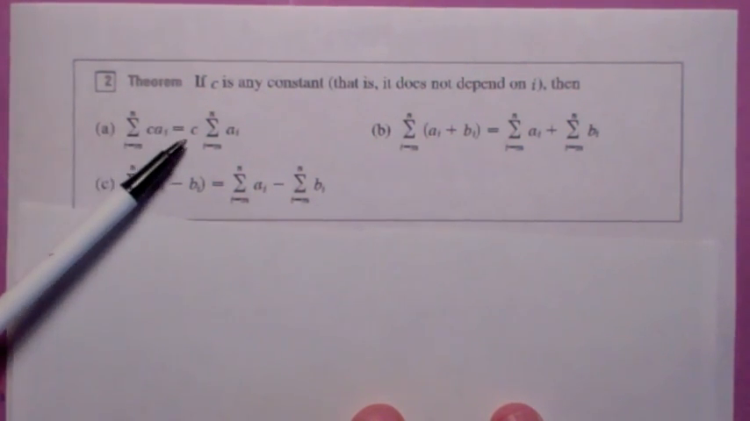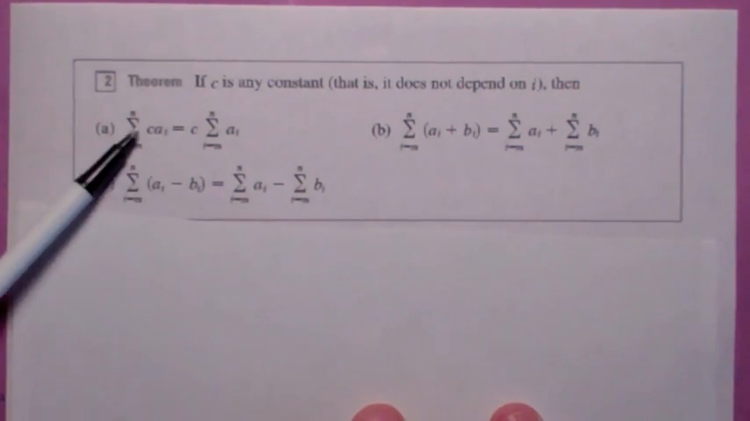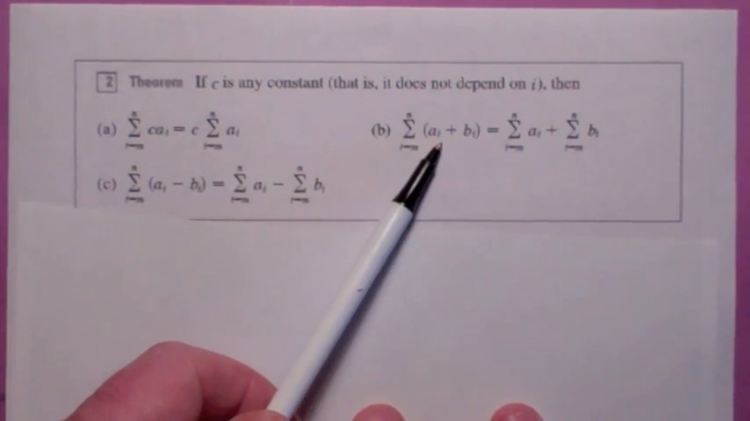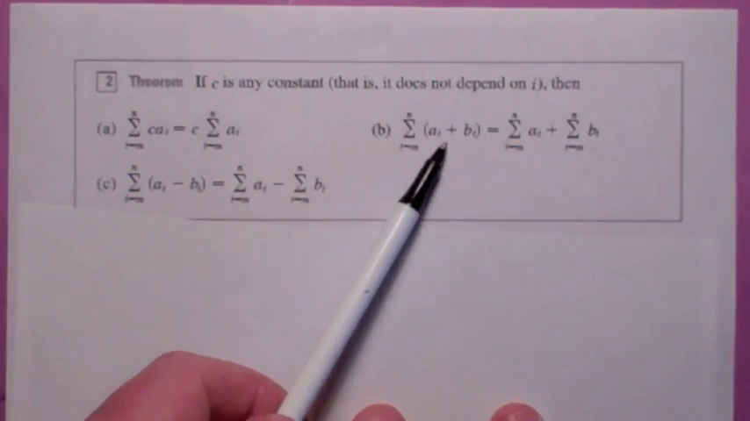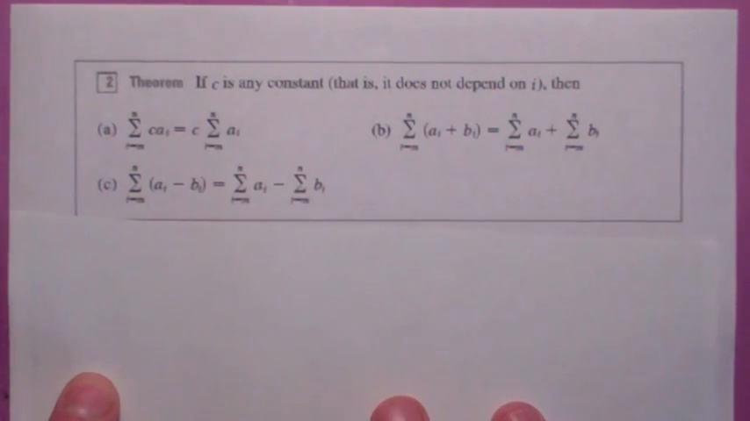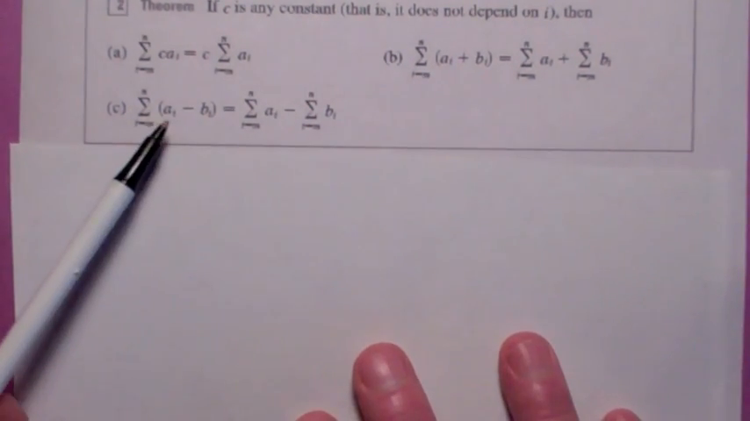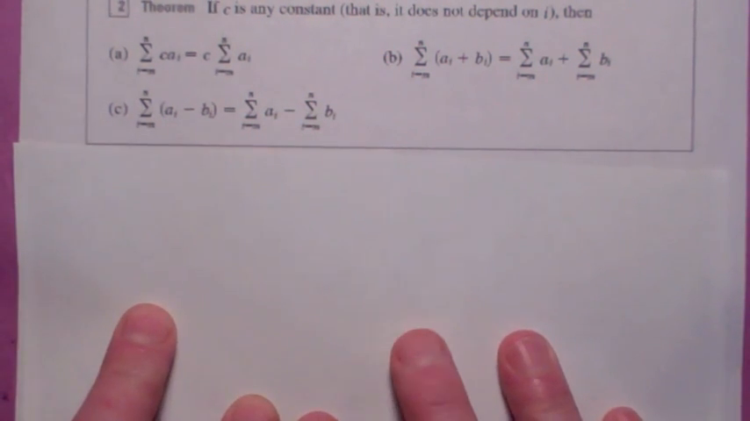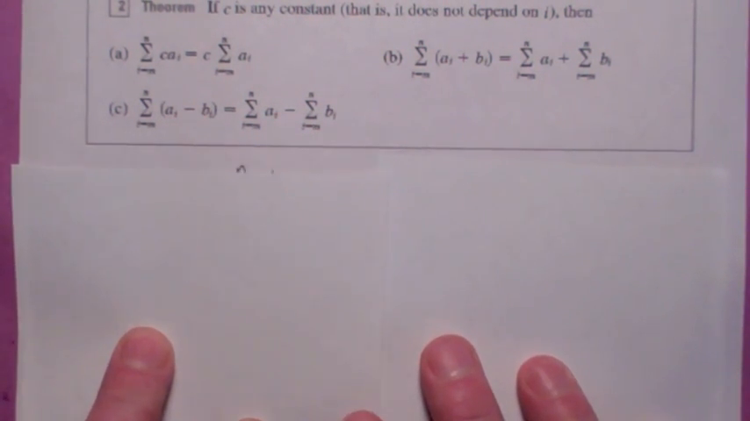This is just the distributive law, isn't it? Written in summation notation. Similarly, if you have a summation of a sum of expressions, you can clearly break it up into the sum of each of them. These are easy to prove. We're not going to prove them though. Same is true with a difference. If you have a summation of a difference of two expressions, you could break it up and say it's the summation of the first minus the summation of the second.